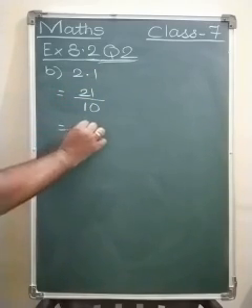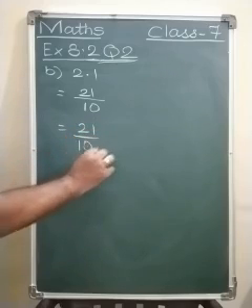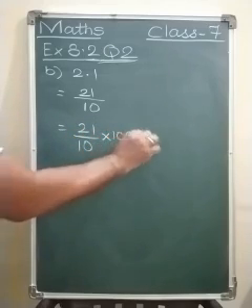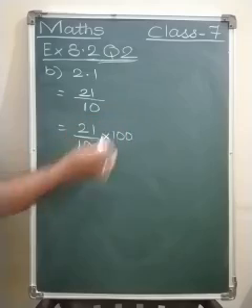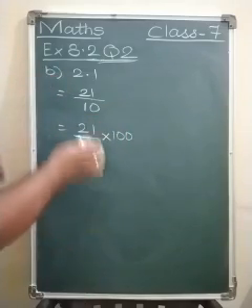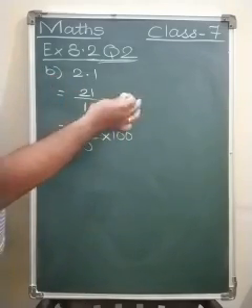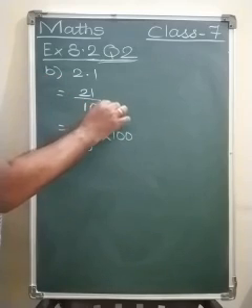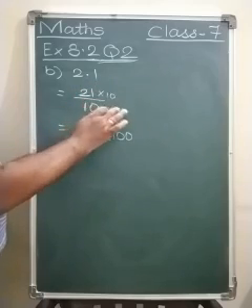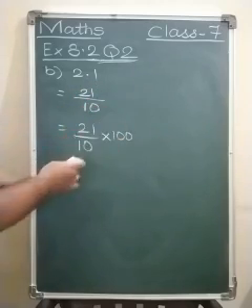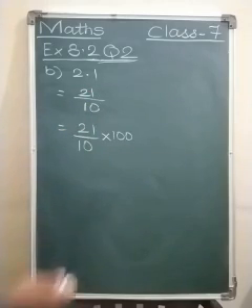upon 10. So this equals to 21 upon 10 multiplied by 100. Or you can convert this 10 into 100 also, one and the same. If you want to convert this 10 into 100 equivalent fraction, multiply this by 10 and multiply the top number also by 10. So whatever answer you will get. But this is the simplest way.